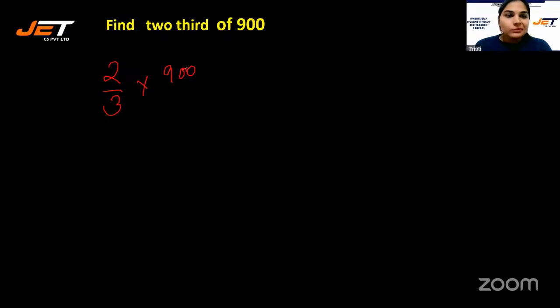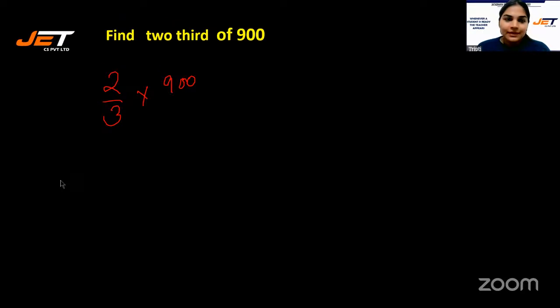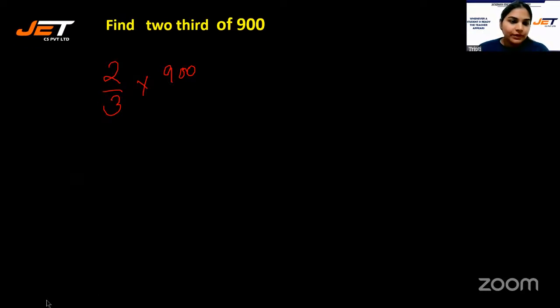Just give it a try. Two-third of 900. Done. Okay, see how we do it. Just 1 minute more and then I'll tell you.